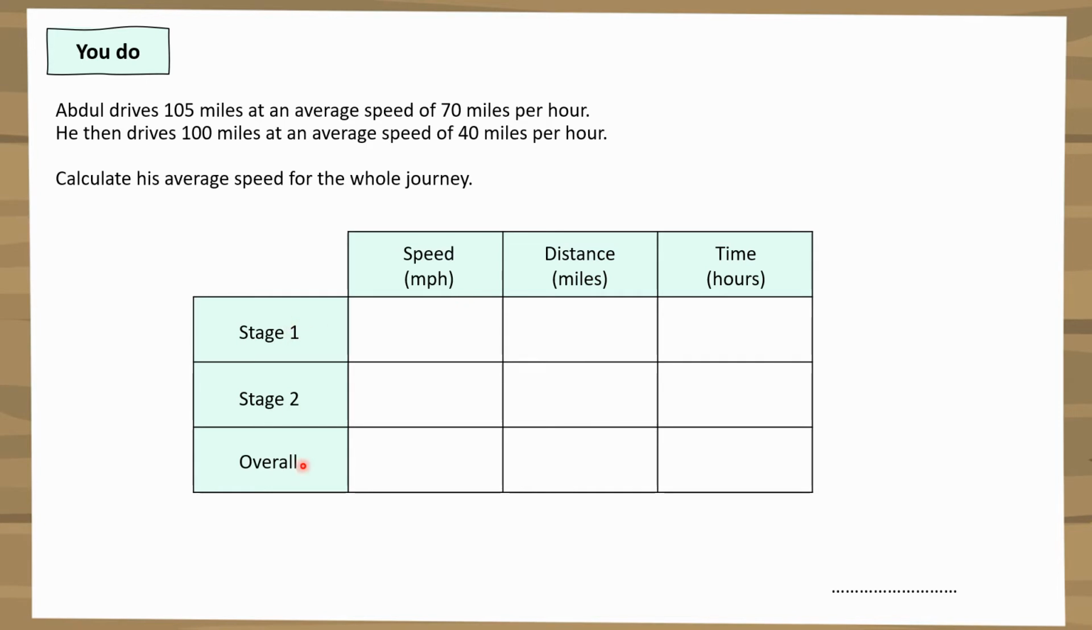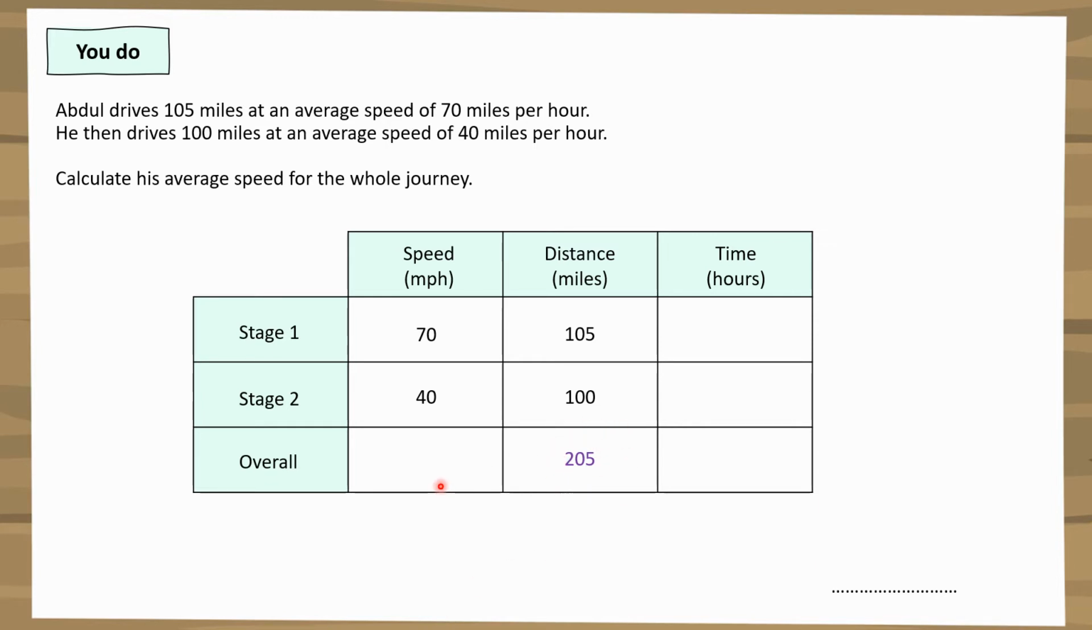Now let's fill in what I've got in the question. So he drives for 105 miles. So that's my first distance for stage 1 of the journey. And that is 70 miles per hour, and then 100 miles at 40 miles per hour, and that's the only information they've given me. So one thing I can work out straight away, something quite easy, is that if the distance for part 1 of the journey was 105 miles and part 2 was 100 miles, then the overall distance was 205 miles. So I'm going to fill that in first.